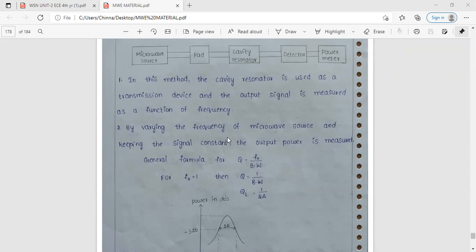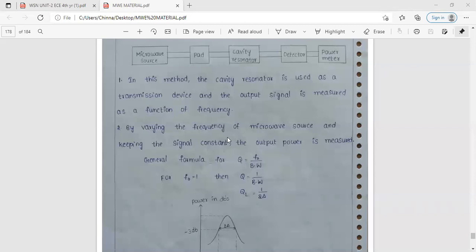By varying the frequency of the microwave source and keeping the signal constant, the output power will be measured. So whenever the frequency is varied for the microwave source by using the frequency meter, keeping the signal constant, the output will be measured. The formula for the Q factor: Q is equal to f naught by BW.